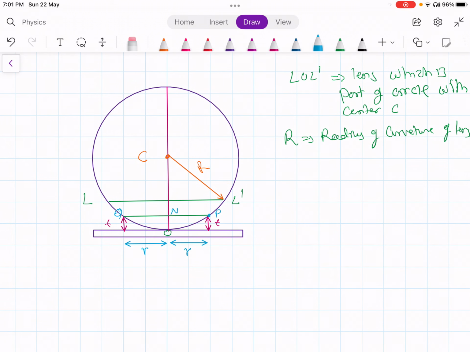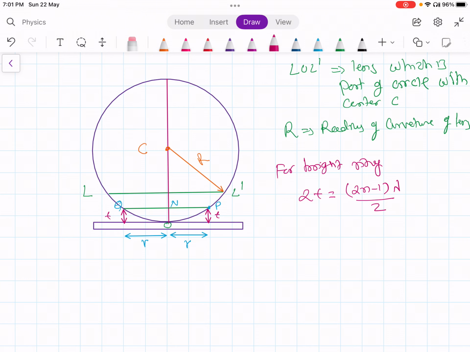Okay. Then for the bright ring, we know that for the bright ring, what is the condition? For the bright ring, this 2t is equal to, just now we derived this, 2t is equal to (2n minus 1) lambda by 2. This is the equation for the bright ring.